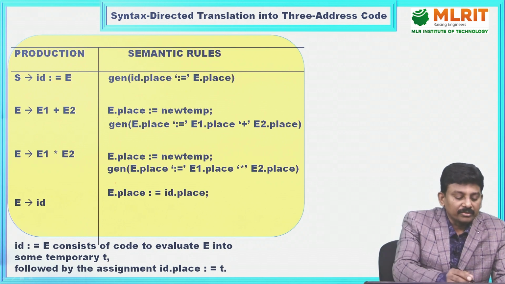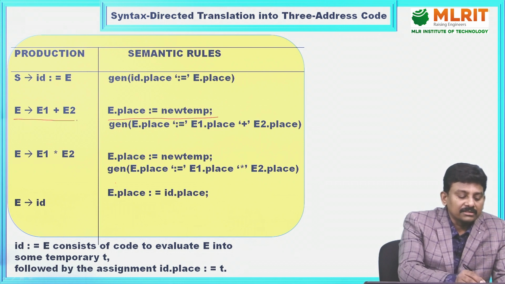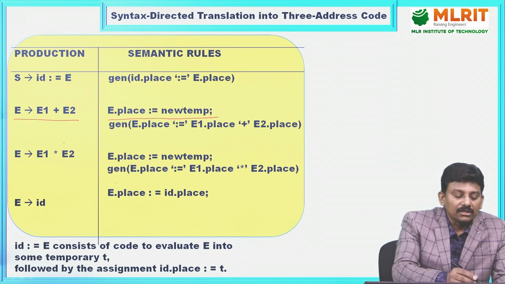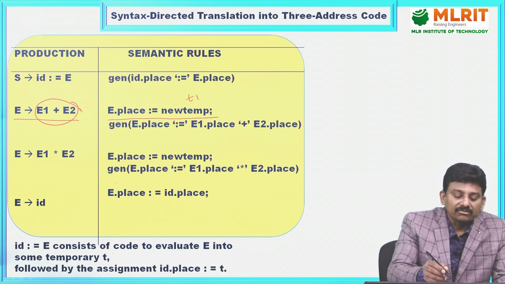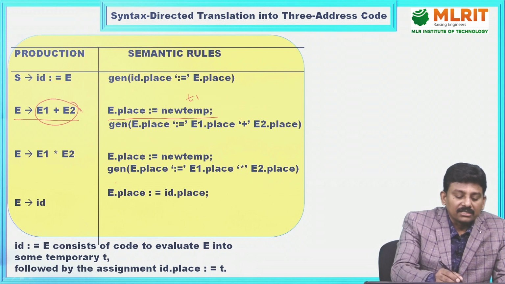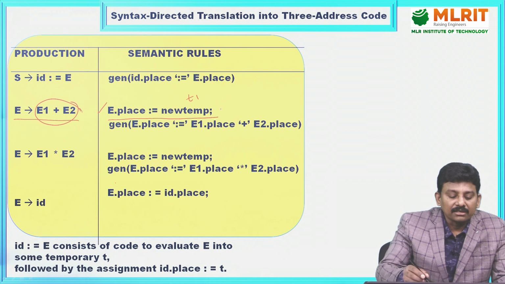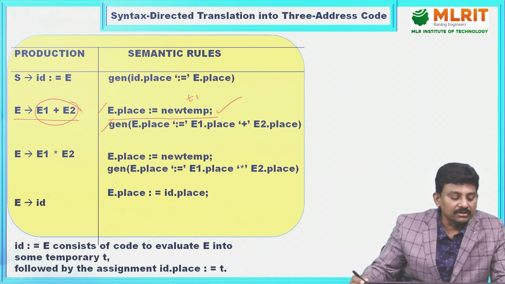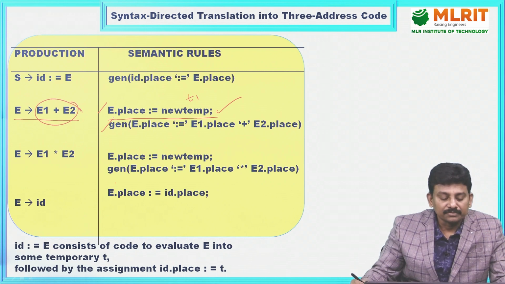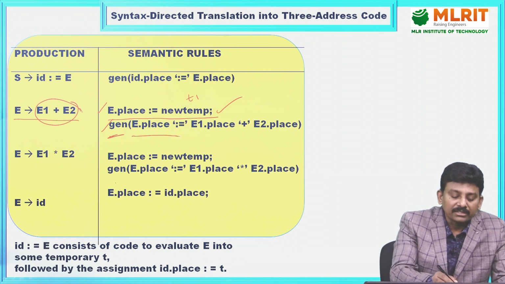Next, E derives E1 + E2, that is E.place = new temp. Whenever there is a production rule E derives E1 + E2, to store the result we need a temporary variable like T1, T2 and so on. So the rule is E.place = new temp, a temporary variable created. Another action for the same production E derives E1 + E2 is gen, a function to generate 3-address code: E.place = E1.place + E2.place.